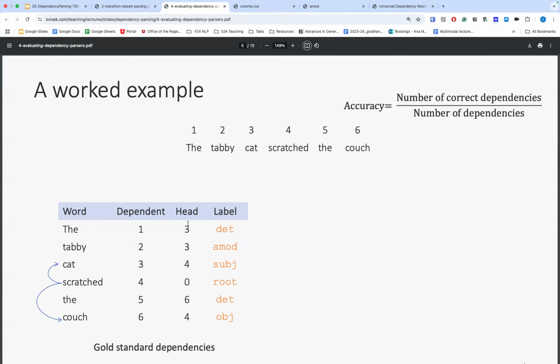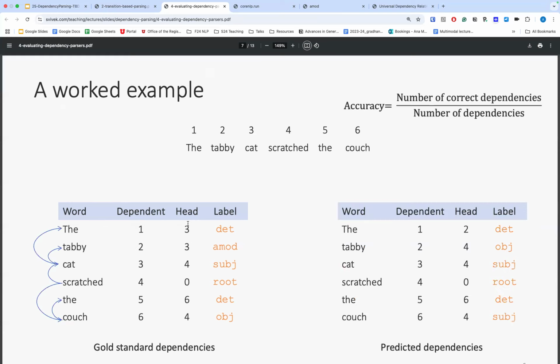Imagine this is a gold standard, and now let's see some made up example of predicted dependencies. Basically, what you are doing is comparing this table of the gold standard dependencies with this table of predicted dependencies. In the first row, this is not good, right? We have that the head is the second word, while it's actually the third word. Then here it says that the third word is the head, but we have predicted that it's the fourth. But when we compare other heads, we see that they are correct. We have predicted all the other heads well. And we also notice that there are some mismatches between the labels for the dependencies.